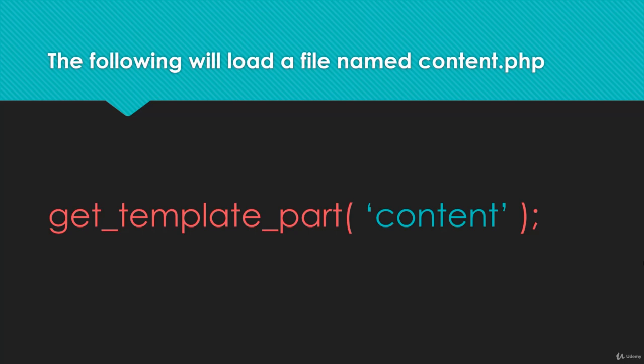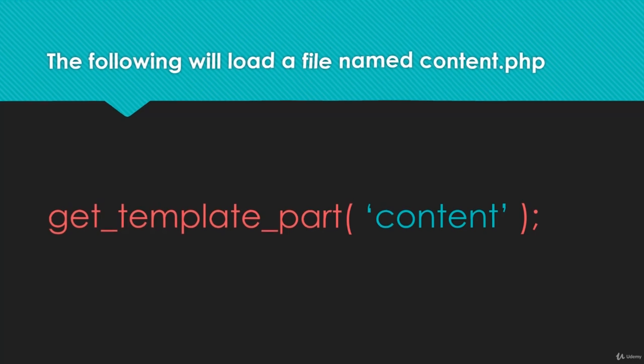Here is the simplest example of the function being used. In order to load a template, you need to specify the path relative to the theme folder. In this case, WordPress will load a template named content.php. Pretty simple so far. Let's take a look at the second parameter being used now.